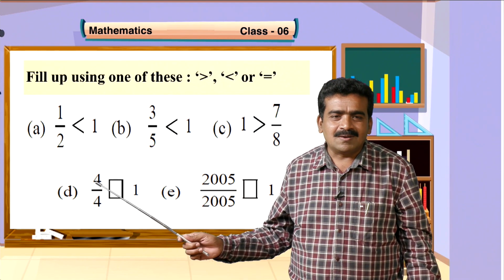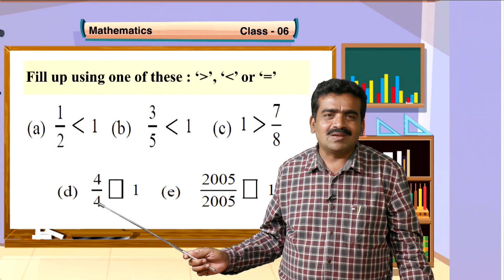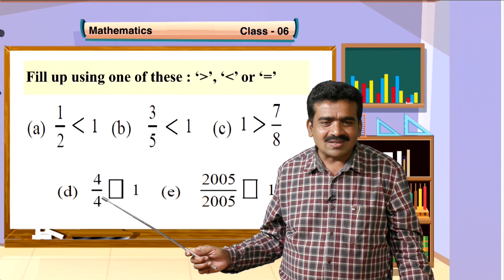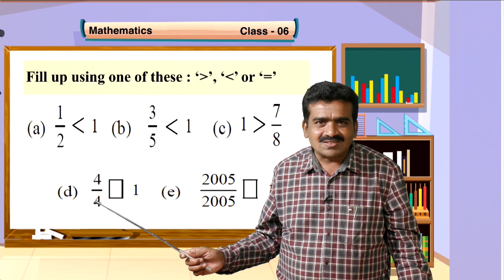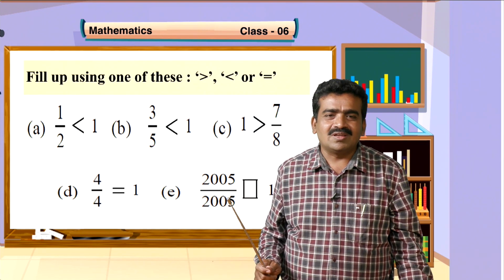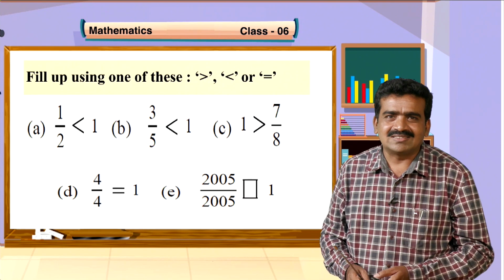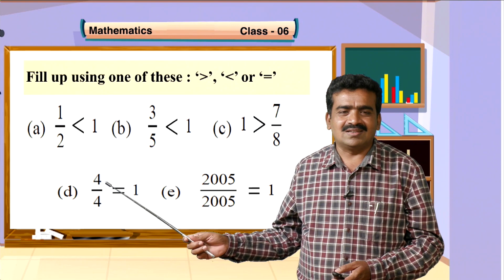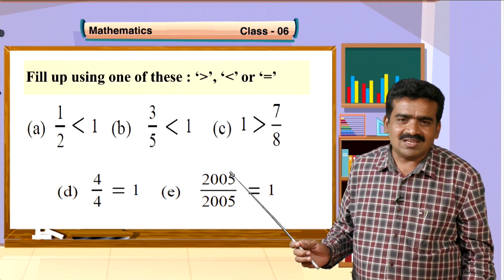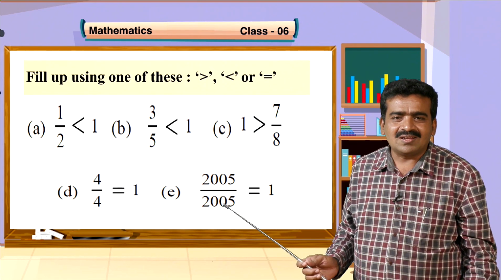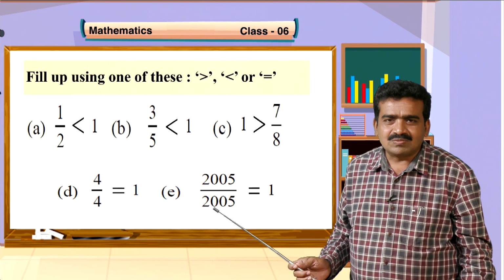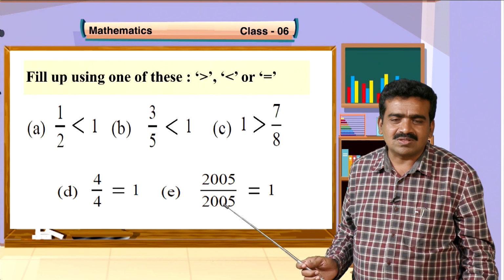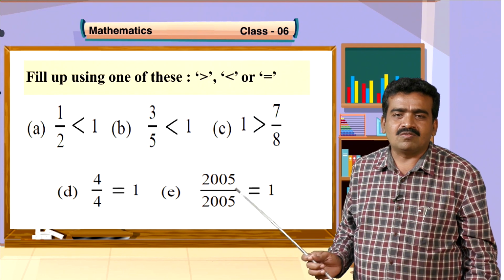Now, here what happens, 4 and 4 are going to be cancelled, that is 4 ones are 4, because numerator and denominator are equal and the value of the fraction becomes 1. Therefore, here we have to use the equals symbol. Now, come to the last one, D. Here also there are the same numerator and denominator, whose value is 1. Therefore, 2005 divided by 2005 is equal to 1. Therefore, 1 equals 1.